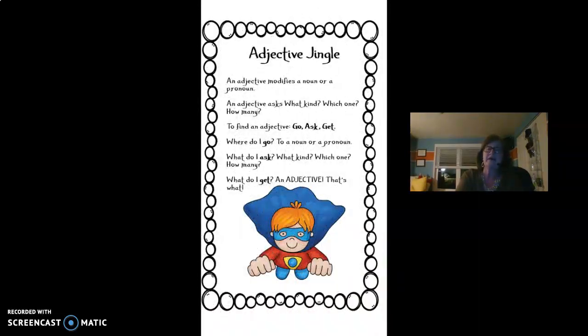An adjective modifies a noun or a pronoun. An adjective asks what kind, which one, how many. To find an adjective, go ask get. Where do I go? To a noun or a pronoun. What do I ask? What kind, which one, how many. What do I get? An adjective. That's what.